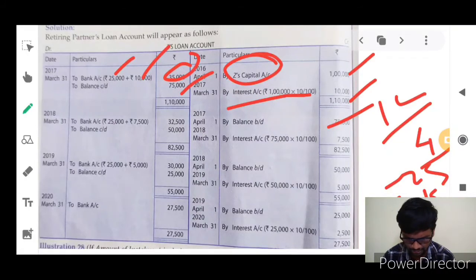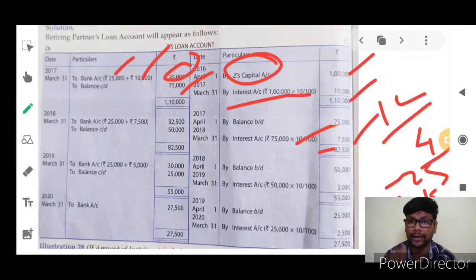75,000 is brought forward, plus 10% on 75,000 is 7,500 rupees, and collectively 82,500 rupees, isn't it? In that, firm is going to pay another 25,000 plus interest money. So 25,000 plus 7,500, collectively 32,500 rupees. Firm is paying 32,500 rupees to the retiring partner. Then the remaining amount will be 50,000.